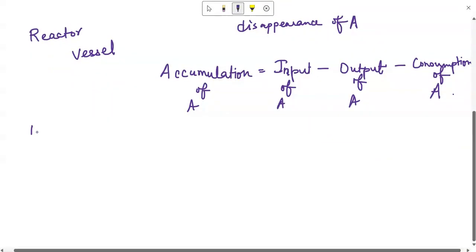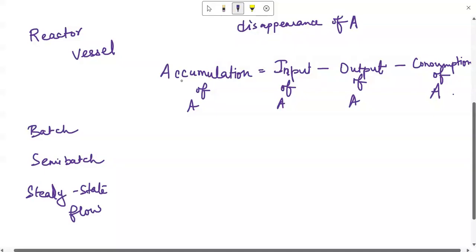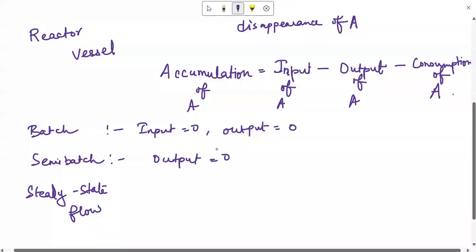So we know the reactor types are batch, semi-batch, and steady state flow reactors. So depending on the type of reactor, this general equation gets simplified. So in case of a batch reactor, you do not have any input or output term. So input equals 0 and output equals 0. Okay. If you have a semi-batch reactor, then you have the output term equal to 0.